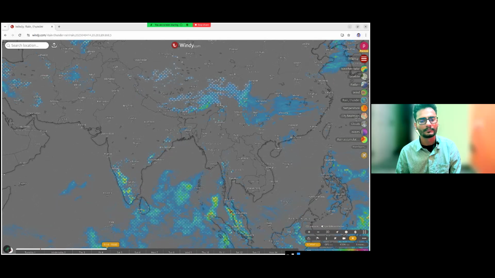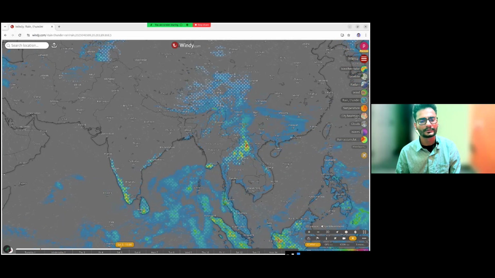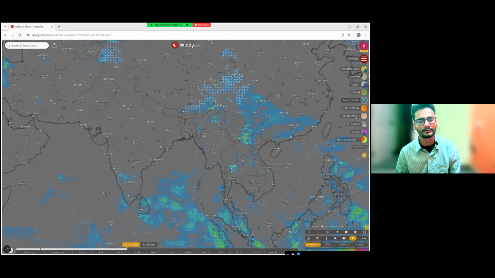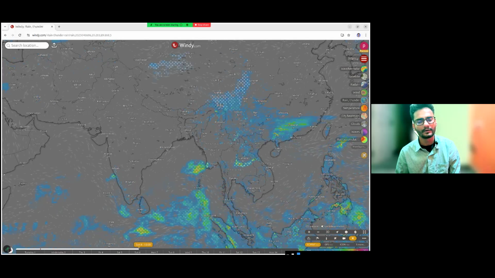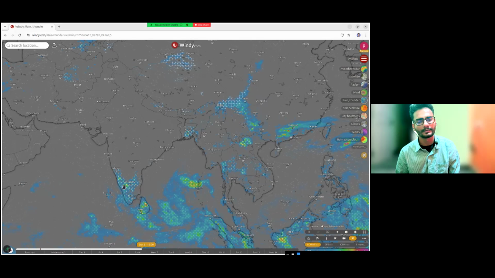By the 5th, it will be restricted towards the southwestern part of India and the southern part of India, and some part of the east coast of India will also receive rain, near Visakhapatnam, southern Odisha and the northern part of Andhra Pradesh. By the 6th of April, almost all of the rainfall activity will remain confined to the southern part of India, which is Karnataka, Kerala, and Tamil Nadu.